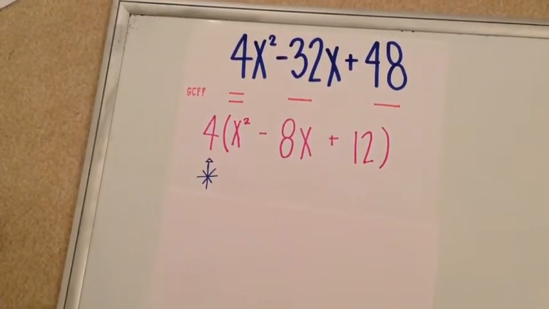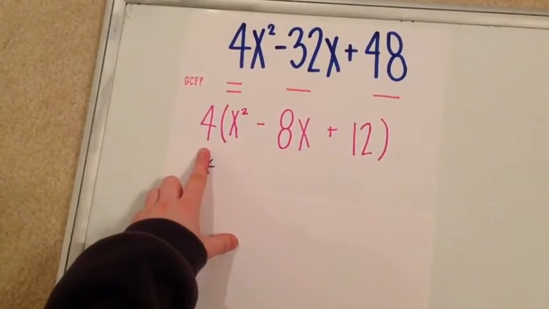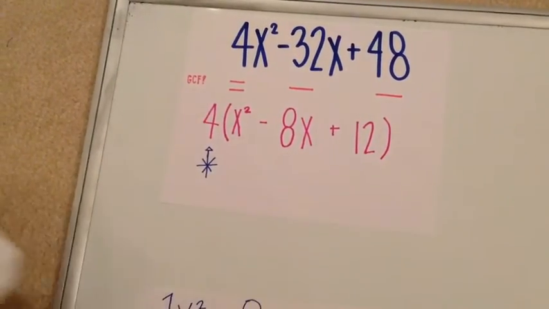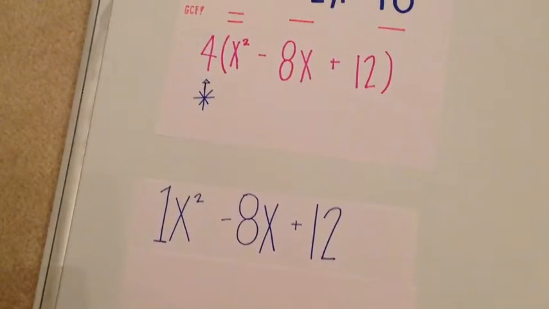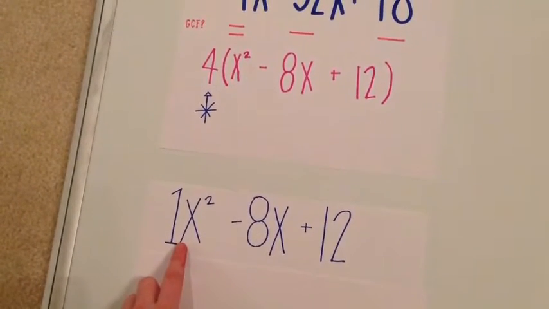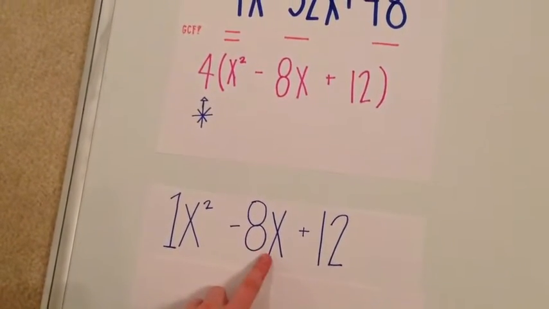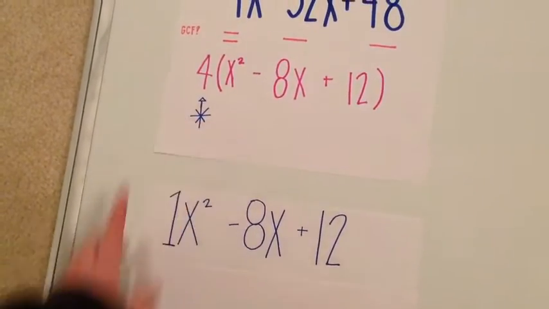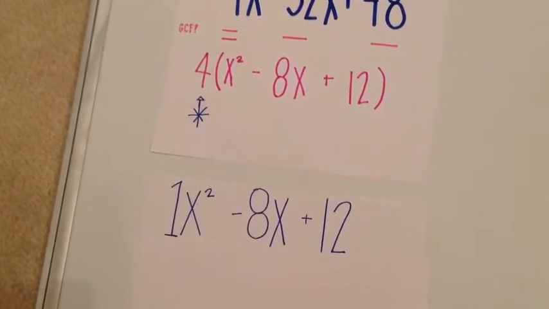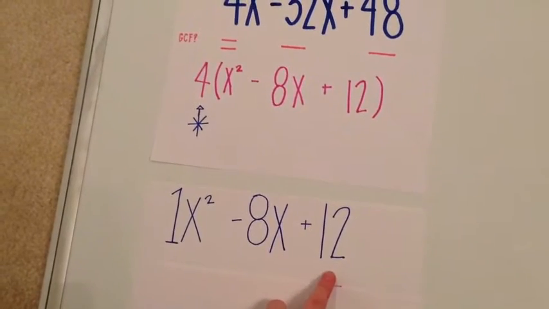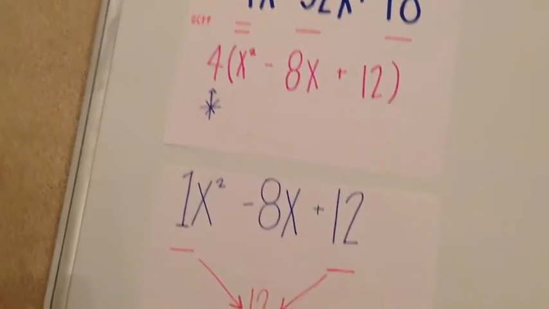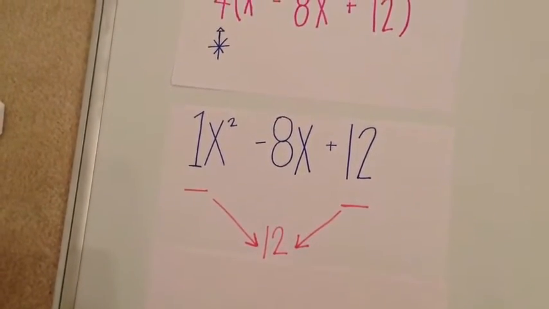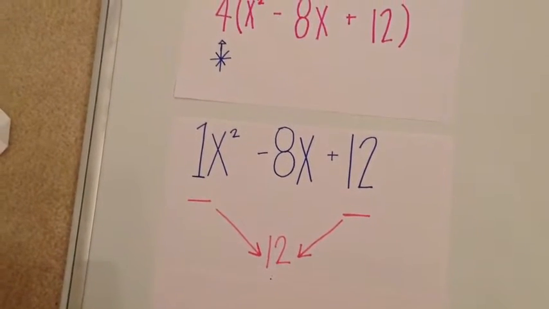And when we do this problem, you need to remember the 4. It is very important to remember it throughout the problem. So our new thing that we're going to look at is 1x squared minus 8x plus 12, and remember the 4. But for this problem, we're going to look at the first times the last, and when you multiply both of them together, you get 12. So we're going to look at all the factors of 12.